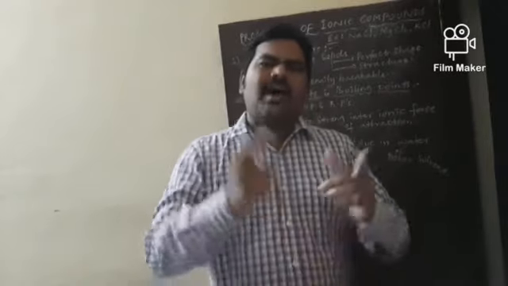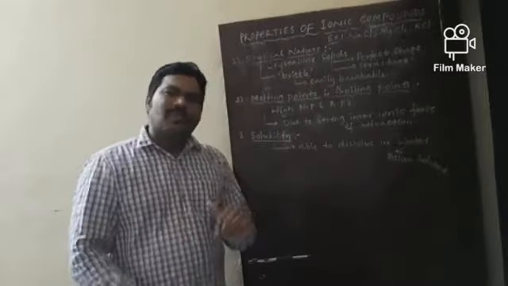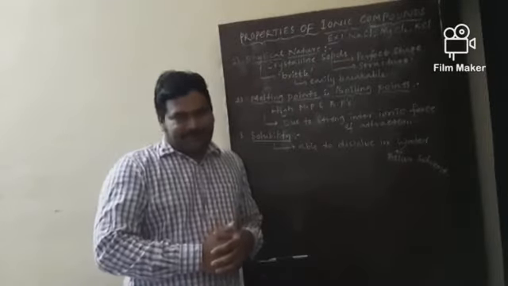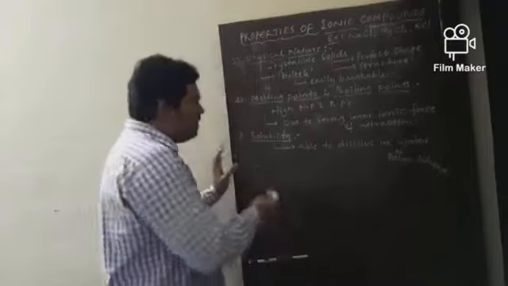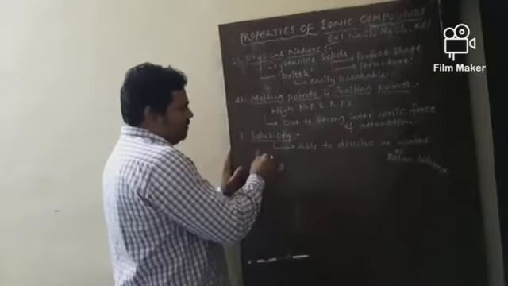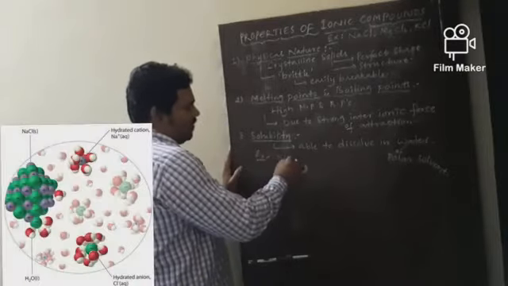But how are you going to explain this property about solubility? Very simple. Let me take one example. One of the best ionic compounds is sodium chloride.